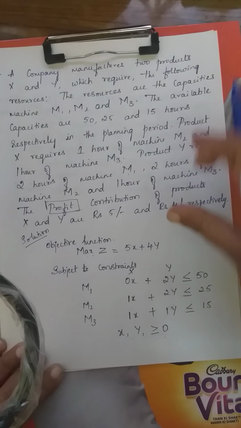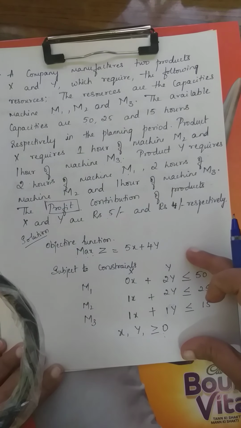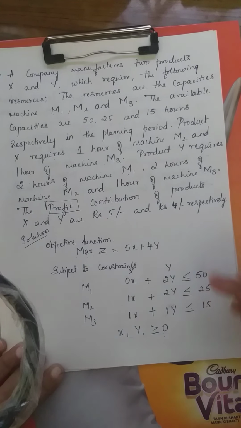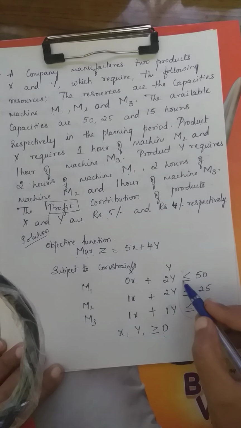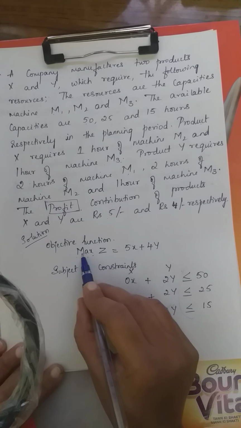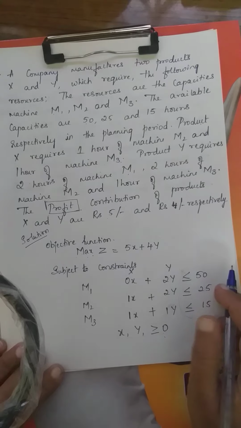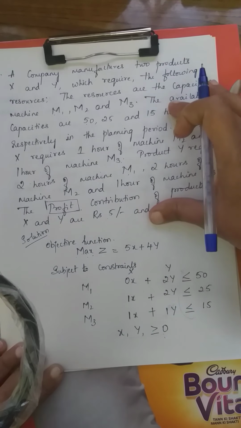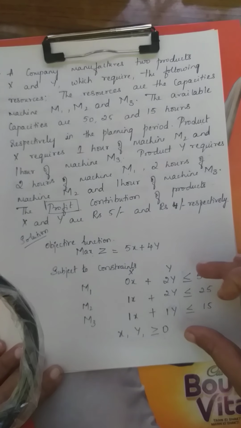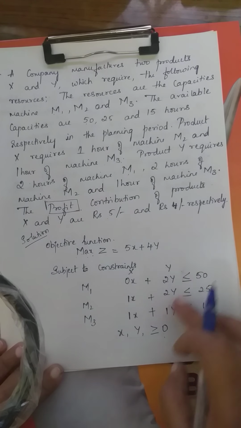Whenever they ask you a statement problem, we have to do it this way itself, and we have to change the symbols. If it is a minimization problem, here you have to write the greater than or equal to symbol. If it is a maximization problem, we have to put the less than or equal to symbol. This happens only in word problems, changing the symbols.